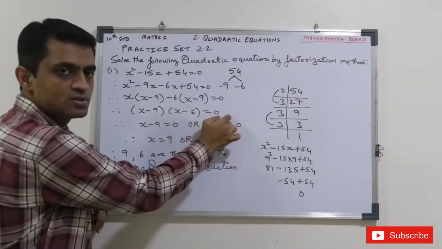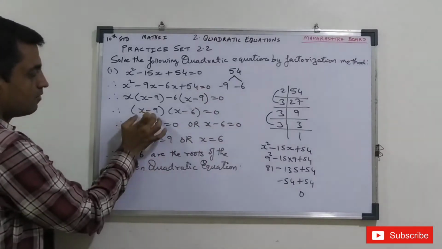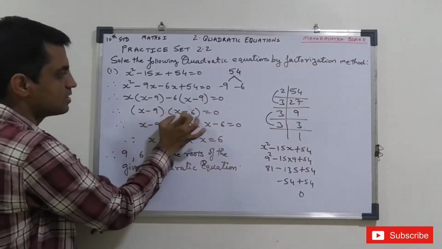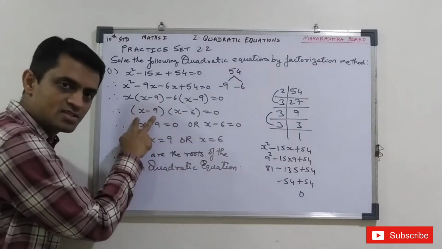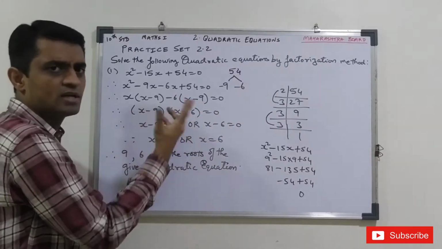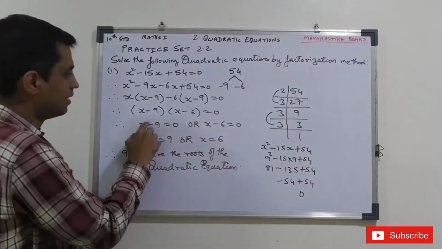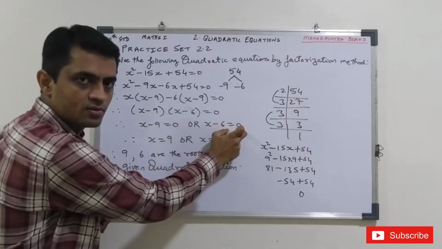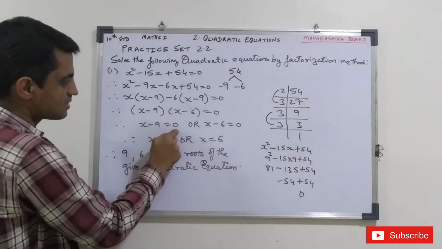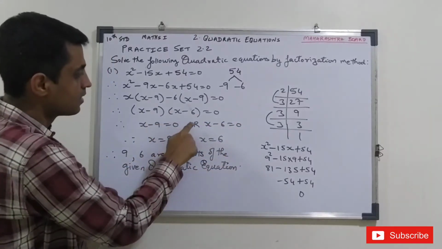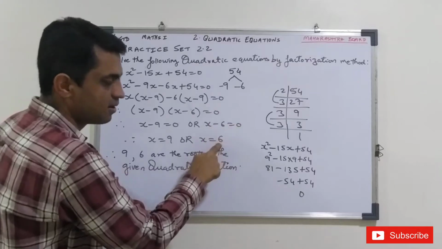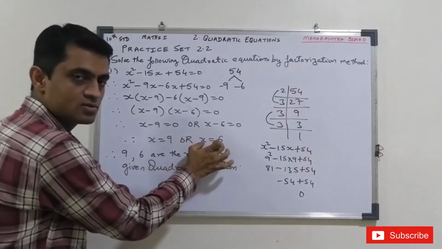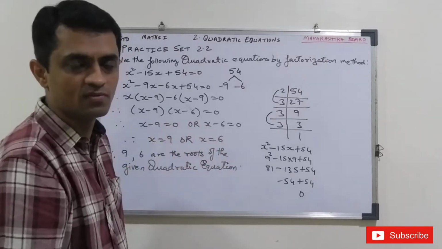Is equal to 0. Now we will compare both of them individually with 0. Because this into this is 0, it means either this is 0 or this is 0, or maybe both are 0. Let us see. x minus 9 is equal to 0 and x minus 6 is equal to 0. Shift this minus 9 here, it becomes plus 9. Shift this minus 6 here, it becomes plus 6. So what is the answer? x is equal to 9 and x is equal to 6. These are called the roots of the equation.